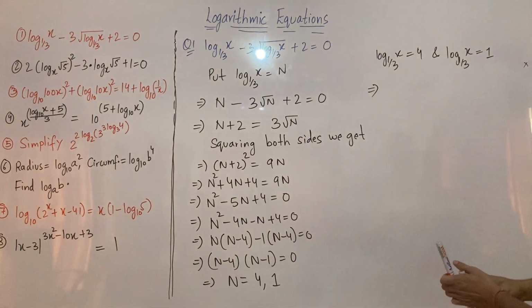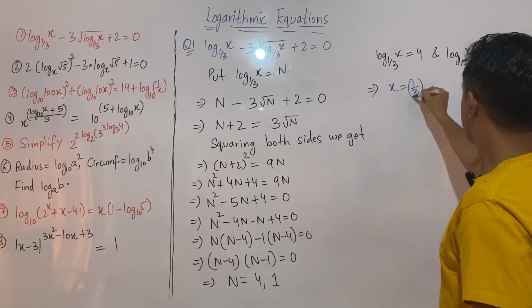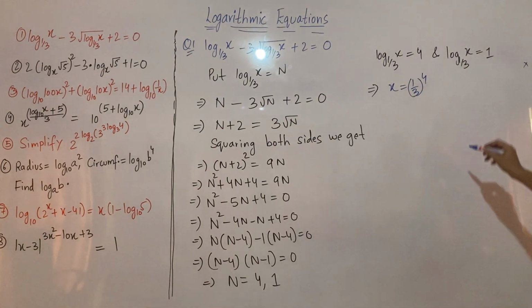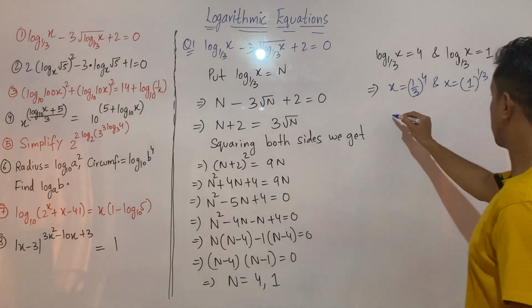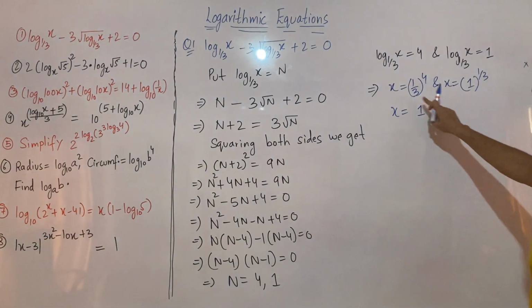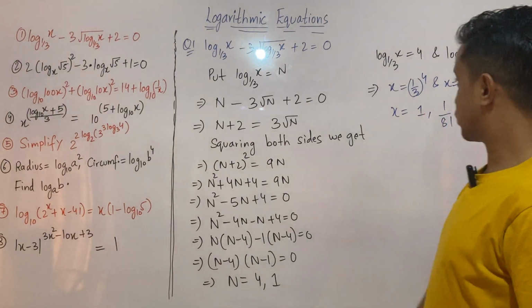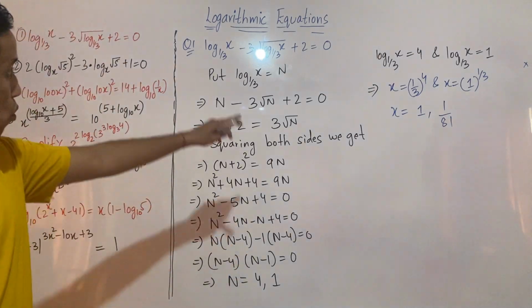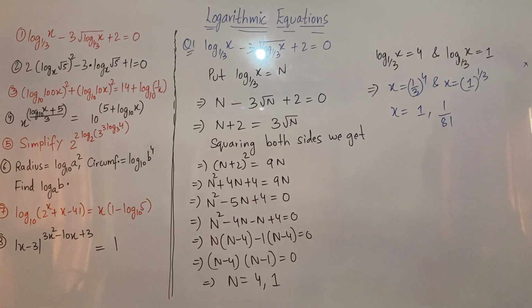Okay, so from here, what's going to be the value of x? So x is going to be 1/3 raised to the exponent 4, and from here x is going to be 1/3. So it's going to be 1/3 from here, and from here it's going to be 1/81. So x is going to have two values, 1/3 and 1/81. Okay, so I hope it's visible to you.